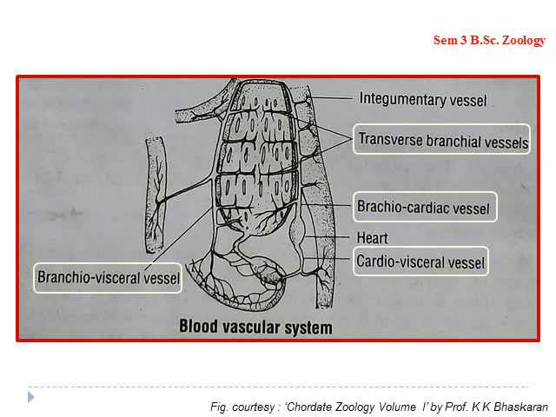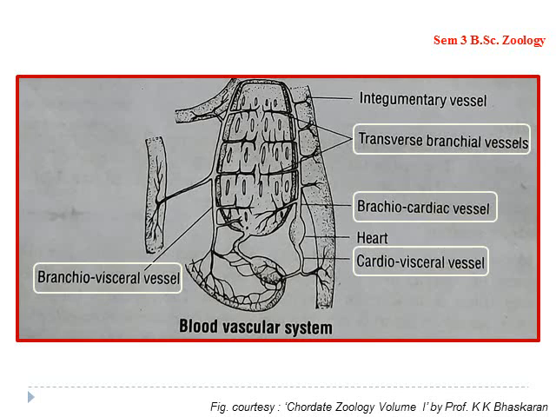All around, along the lateral and the dorsal side, the branchial sac is surrounded by the atrium or the atrial cavity. So this brachiocardiac vessel passes along the ventral side of the branchial sac, and hence it is otherwise known as the ventral aorta. While the cardiovisceral vessel is known as the dorsal aorta.